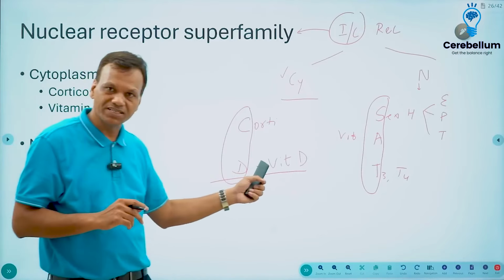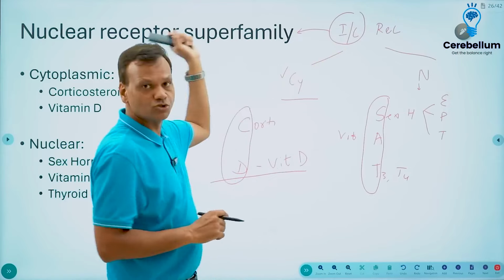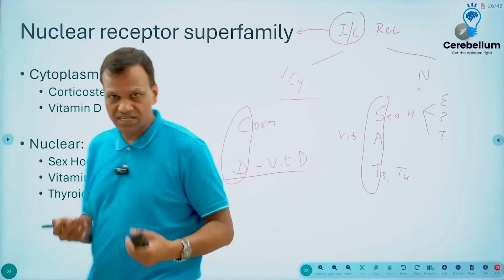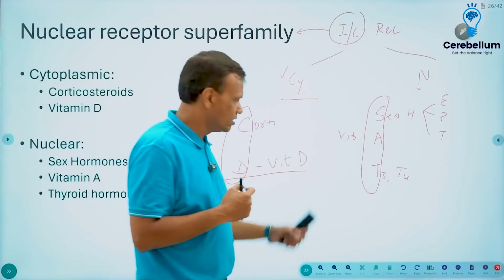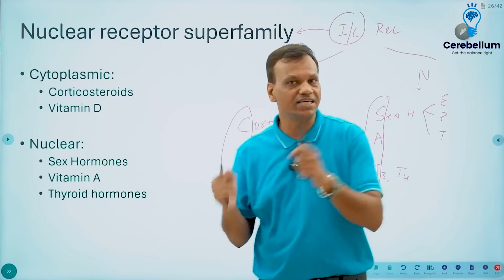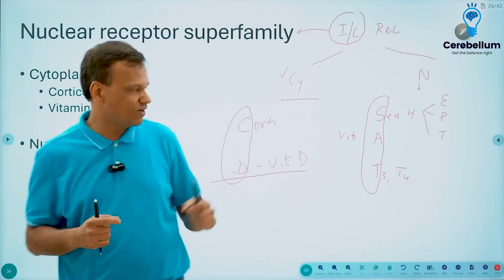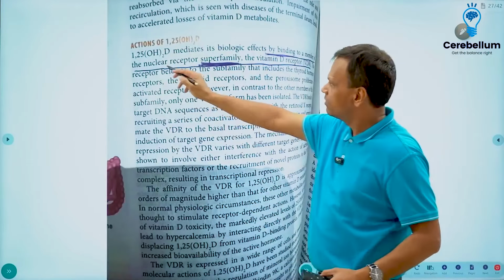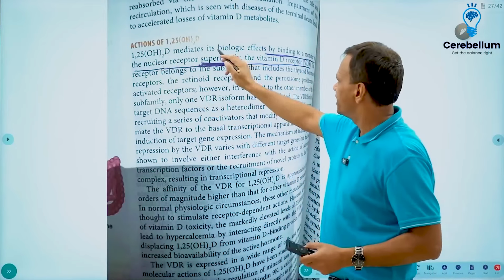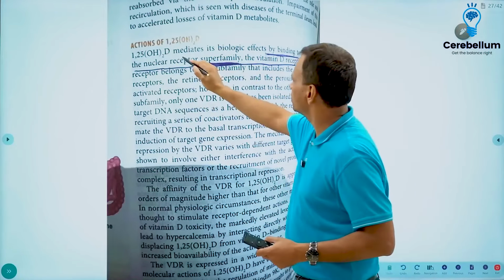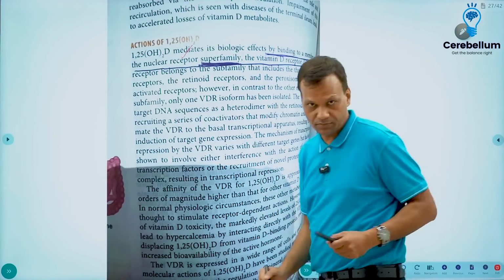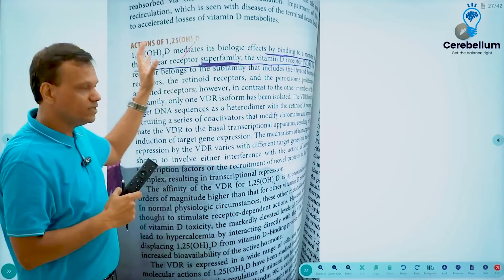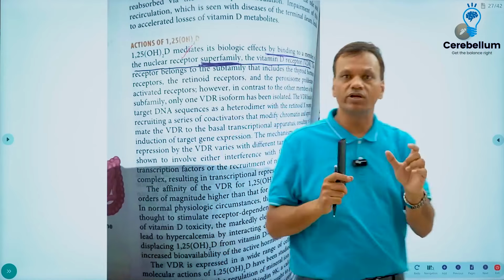Read carefully, it is a cytoplasmic receptor and it is a member of the nuclear receptor superfamily because it is one of the intracellular receptors. Now the controversy is, some books and some institutes are saying that vitamin D is a nuclear receptor because that is written in Harrison. So I will show you what is written in Harrison. 1,25 dihydroxy D, that means vitamin D, mediates its biological effect by binding to a member of the nuclear receptor superfamily, the vitamin D receptor. So probably that institute has not read it properly. They are saying that the vitamin D receptor is a member of the nuclear receptor superfamily.